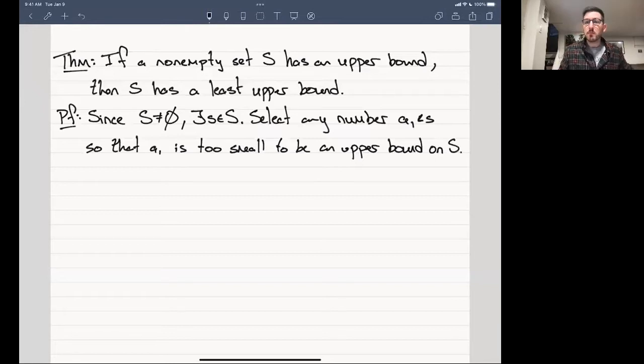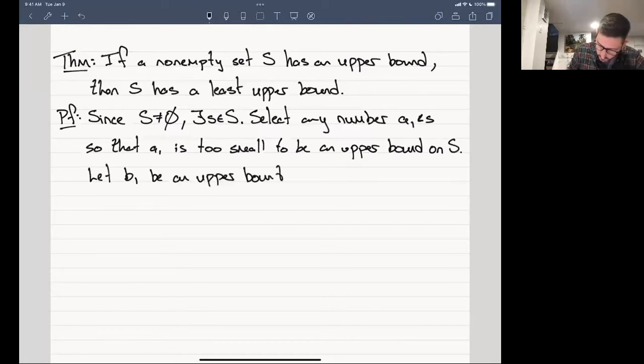So we're going to use a method of proof called interval halving. Here's the basic idea. Let's also let B1 be an upper bound on S. Remember, this exists. The theorem: if S is a non-empty set with an upper bound, then we know that this exists. We have to have some B1.